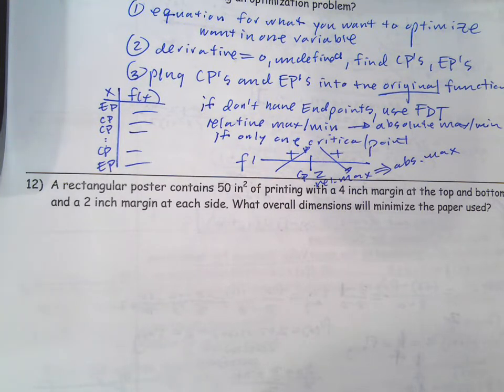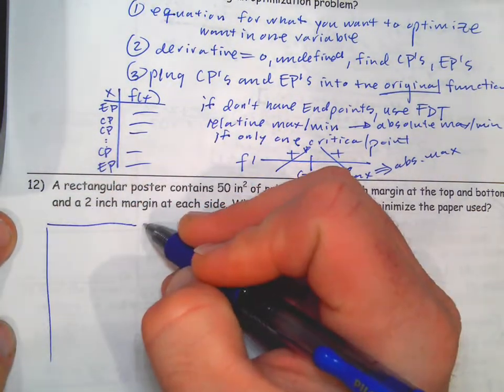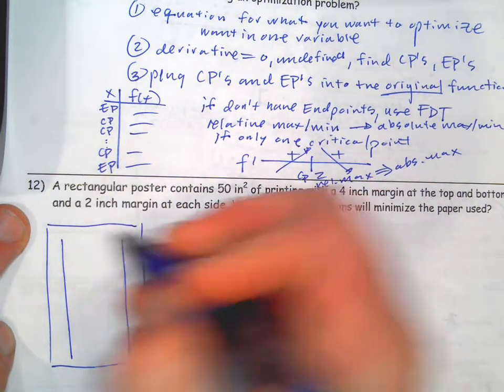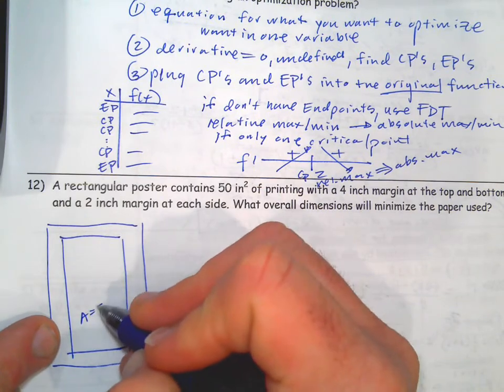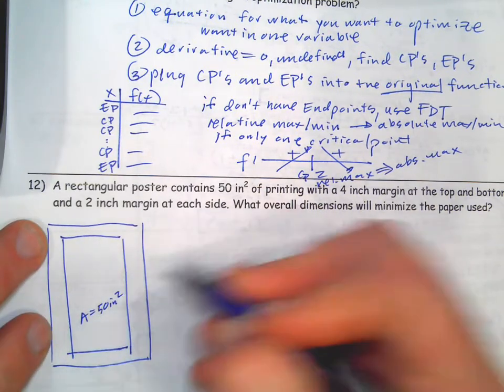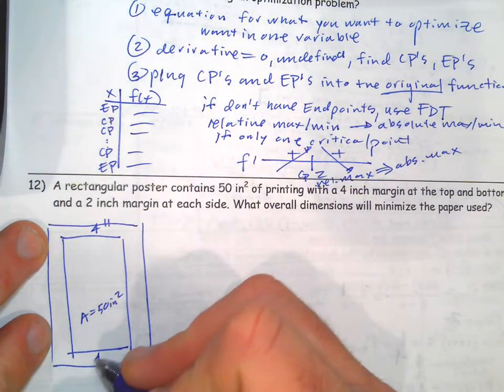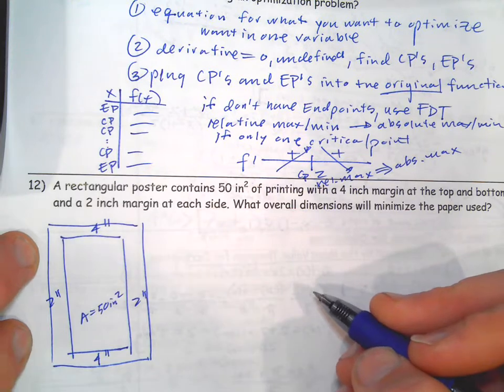Okay, number 12, a rectangular poster contains 50 square inches of printing with a 4-inch margin at the top and bottom, 2-inch margin at the sides. What overall dimensions will minimize the paper used? Okay, so we should probably draw a picture. Poster has a border, and the area inside the poster has to be 50 square inches. Top and bottom is 4-inch margin. Left and right is 2-inch margin.